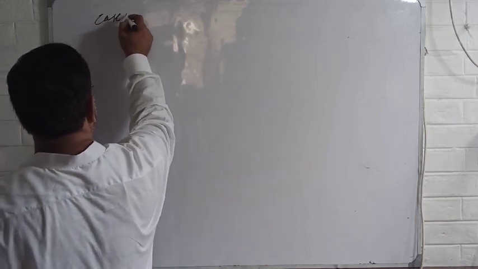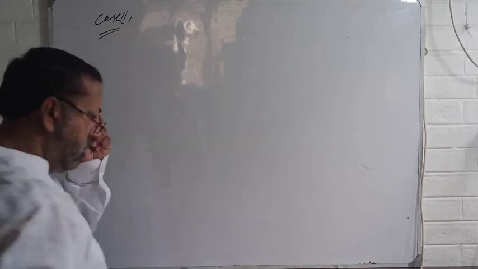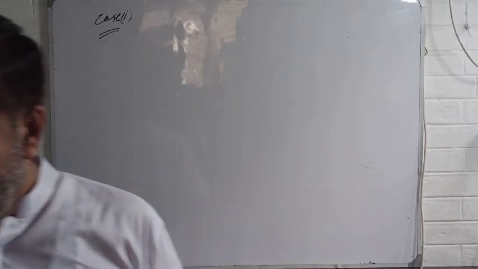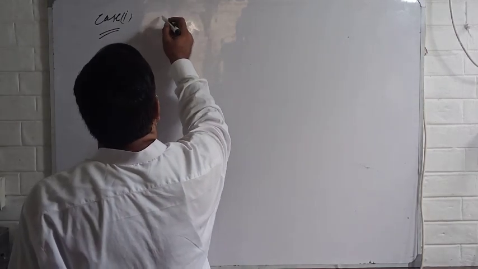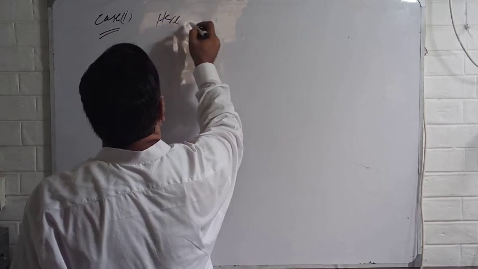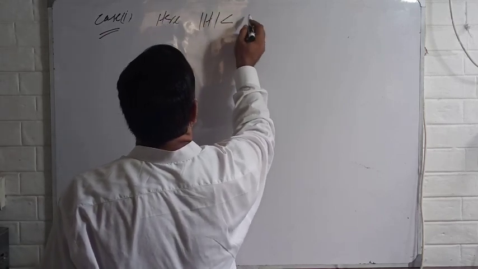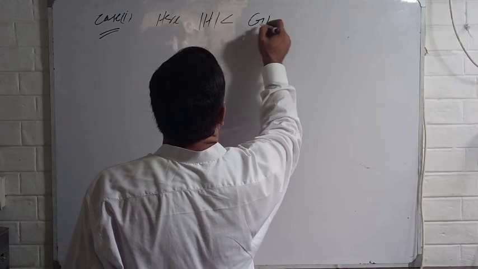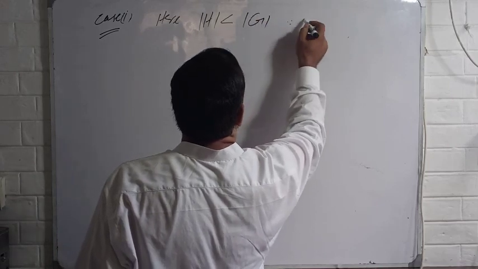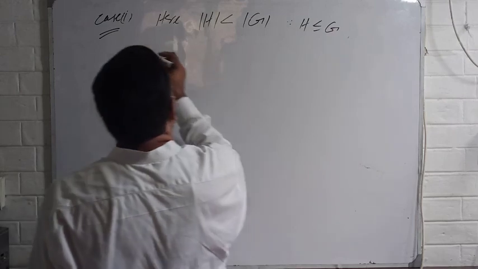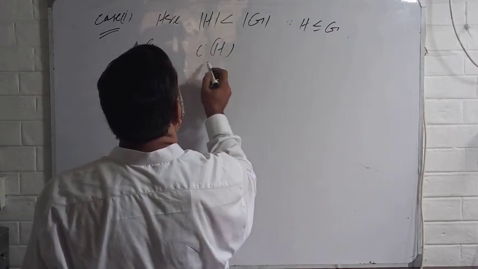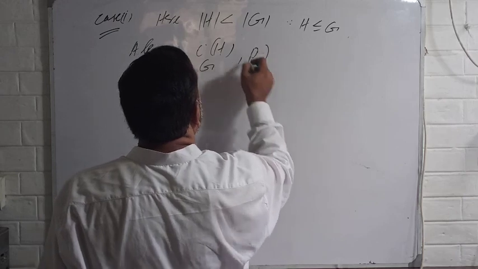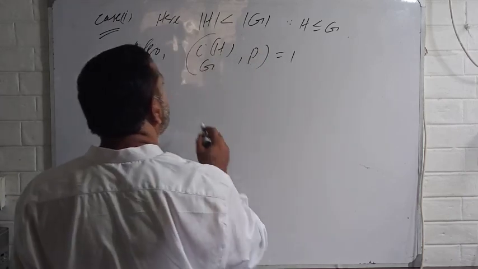Case 1, right? The order of H is less than the order of G. When the order of H is less than the order of G, since H is a subgroup of G. Also, the index of H in G and P are relatively prime.